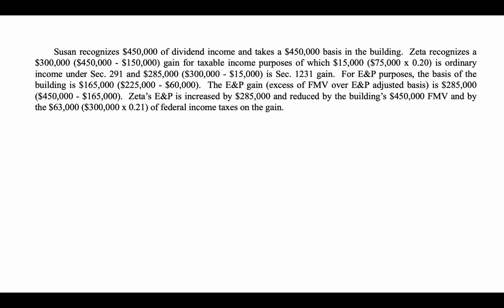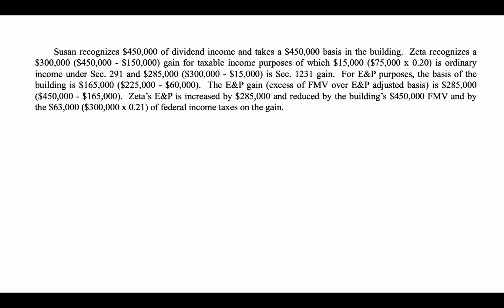All right, so we know that we have a $300,000 taxable gain, and because of the requirement to recapture some of that $1245 gain that would have been $1250 gain for an individual, we have to recapture 20% of that. So we had taken $75,000 of depreciation, and of that amount of depreciation, we have to recapture 20% as ordinary income under Section 291. So $15,000 will be ordinary income, $285,000 will be $1231 gain.